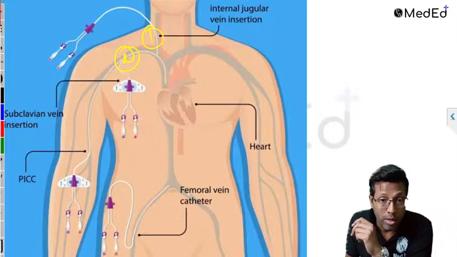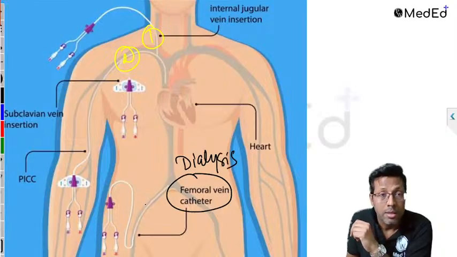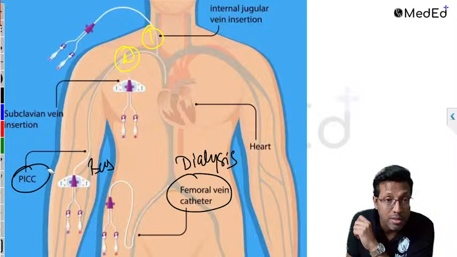Of course, there is femoral, and the most common thing done from a femoral is dialysis. This is inserted for dialysis, right? And you will see basilic and cephalic, which is called a peripherally inserted central catheter. So here you get the basilic and the cephalic, right?